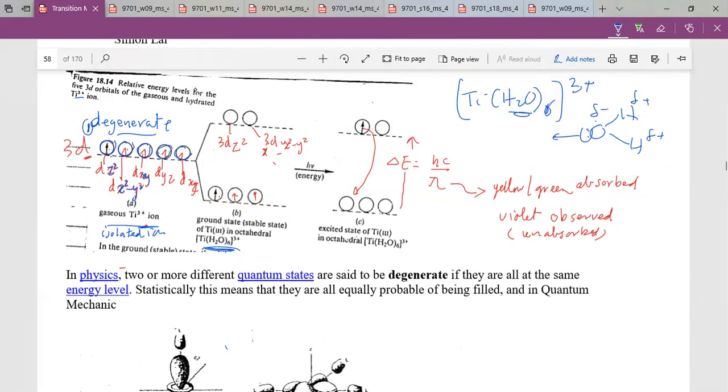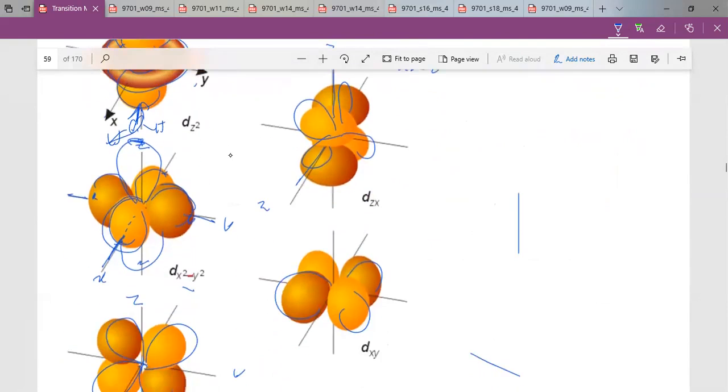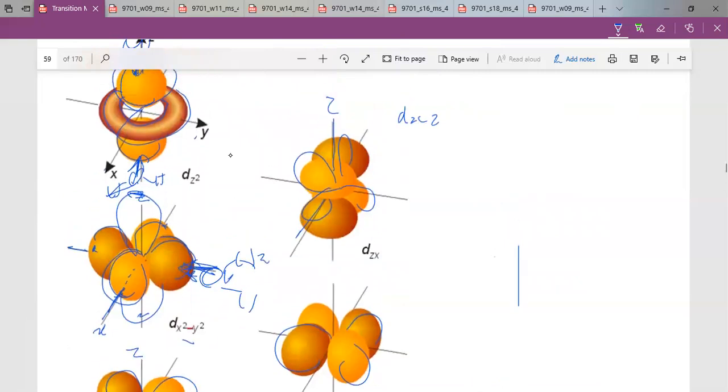Of course, since it's going to form an octahedral complex, the water comes in along each axis: here, and here, and here, the oxygen coming in to form the dative bond. That means all of the d orbitals lying along the x, y, z axes, when the electron is here, the electron can be here, here.